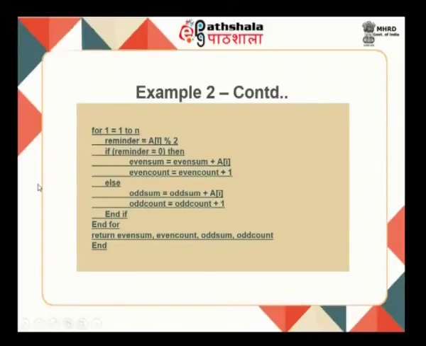Therefore, I am taking the sum of the old one plus the existing number, and also I am incrementing the count by 1. So, when all n numbers are processed, all the values are going to be there in the form of even sum, even count, odd sum and odd count. So, I am going to return all these values as part of this algorithm. So, this is how the algorithm for this particular problem looks like.